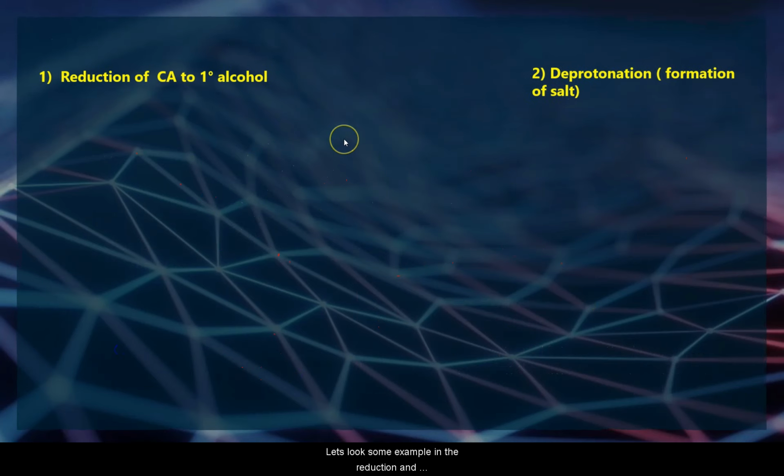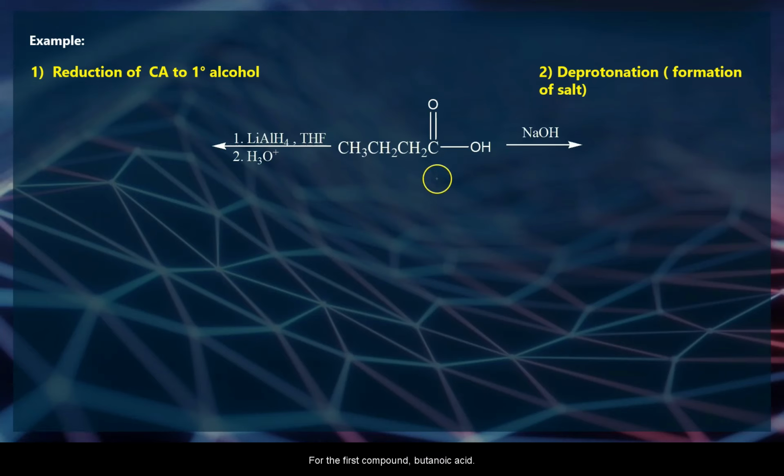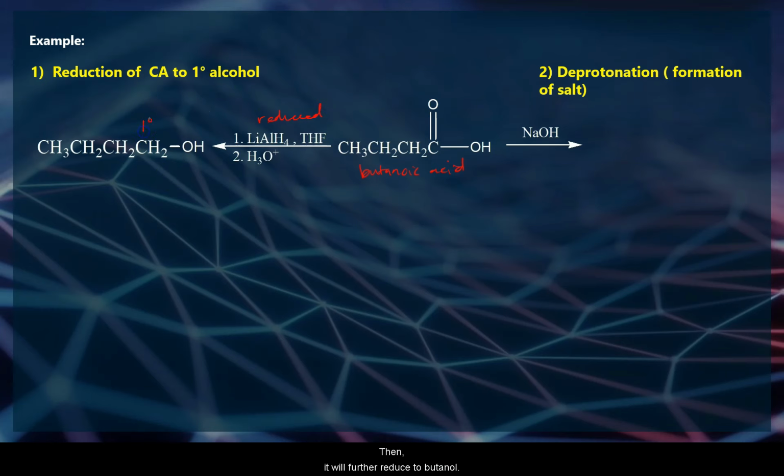Let's look at some examples in the reduction and deprotonation reactions of carboxylic acid. For the first compound, butanoic acid. In the reduction reaction, when butanoic acid is treated with the reducing agent LiAlH4, it will reduce first to butaldehyde. Then, it will further reduce to butanol. Next, when butanoic acid reacts with sodium hydroxide, it will be deprotonated and form carboxylate salt.